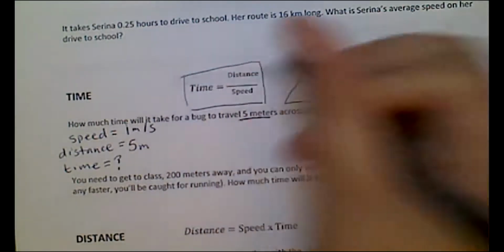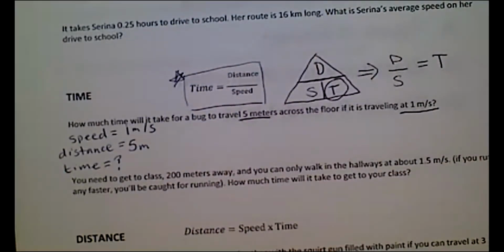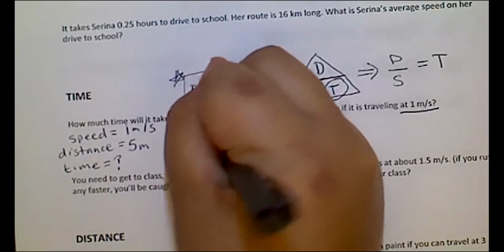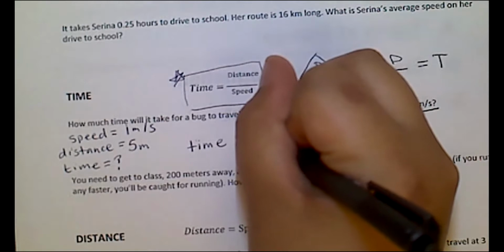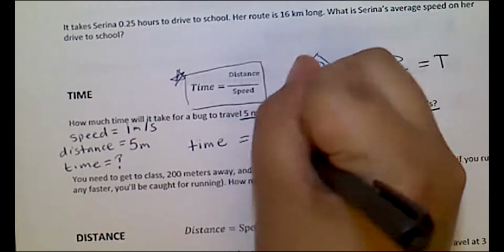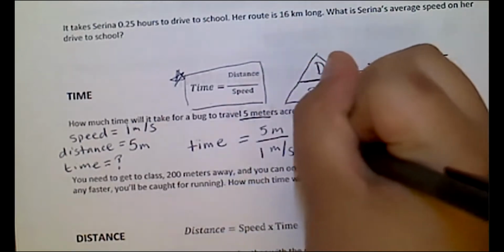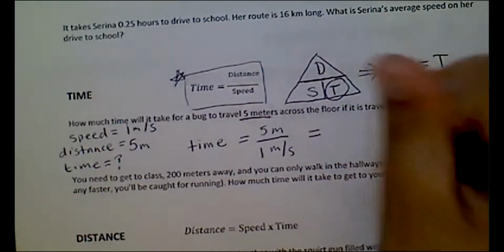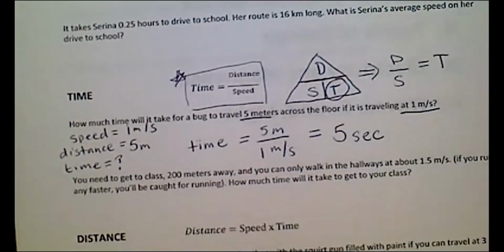So I said up here that I could rearrange my formula to solve for time, because that's what I'm missing. So I could say time is equal to distance, which is 5 meters, over speed, which is 1 meter per second. And what's 5 divided by 1? 5. And my units need to be in time because that's what I'm solving for.